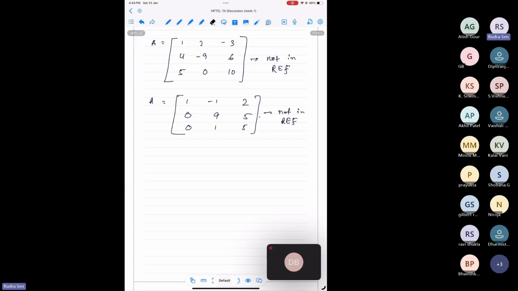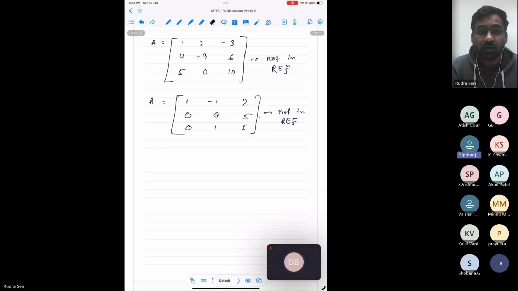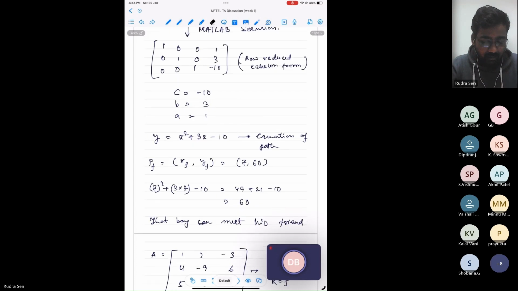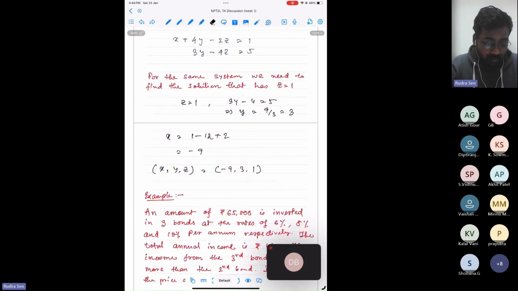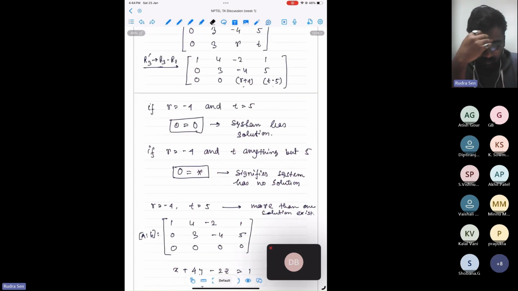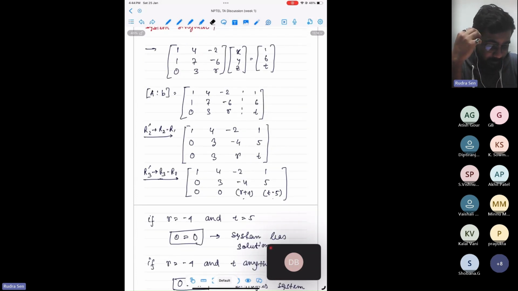Please tell me, sir, any question about the permutation matrix and how to use the permutation matrix? Permutation matrix is basically used just to exchange the rows.